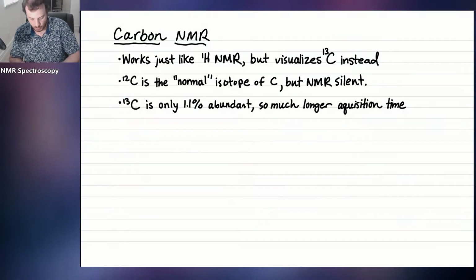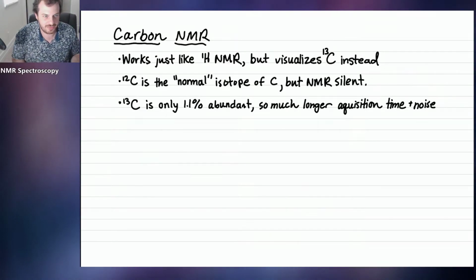And there's a lot of noise because you have to really turn up the receiver gain very high. You're turning up the volume really high to try and listen to the song that's sung by these carbons, which are pretty rare. And because we have to turn up the volume so high, we hear a lot of noise. We hear a lot of static in the background. So when you look at some carbon NMR spectrums, and I'll show you some of those, you're going to see a lot of noise. A lot of, looks like grass at the bottom of the spectrum.